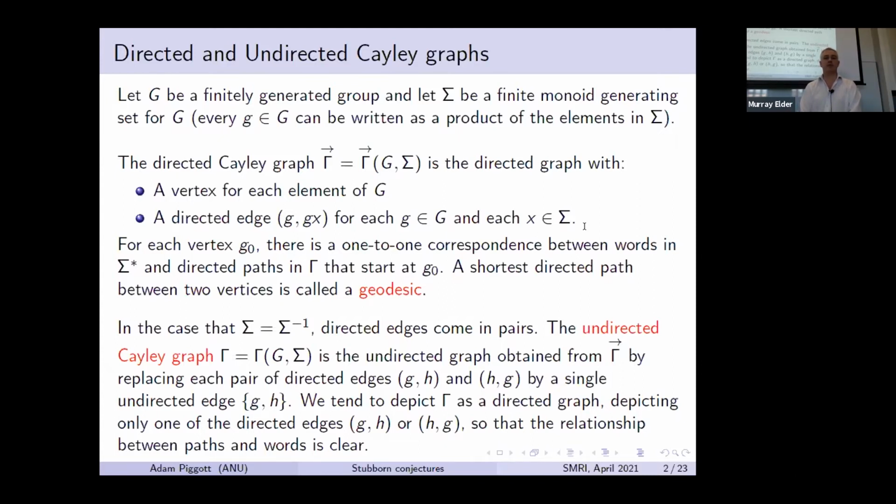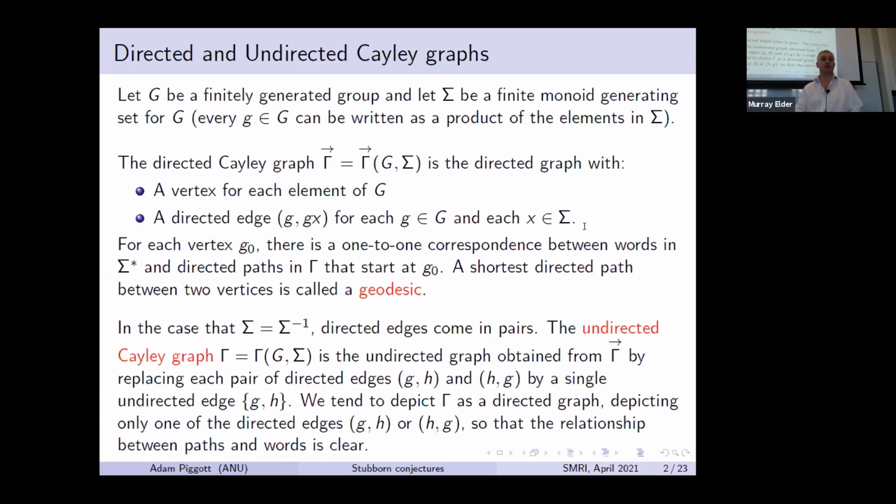Then we have a directed Cayley graph, which is a directed graph where you have a vertex for each element of the group, and you have a directed edge from G to GX if X is in sigma. For each vertex G0, there's a one-to-one correspondence between words you can make with your monoid generators and directed paths in your directed Cayley graph that start at G0. And the shortest directed path between two vertices is a geodesic.